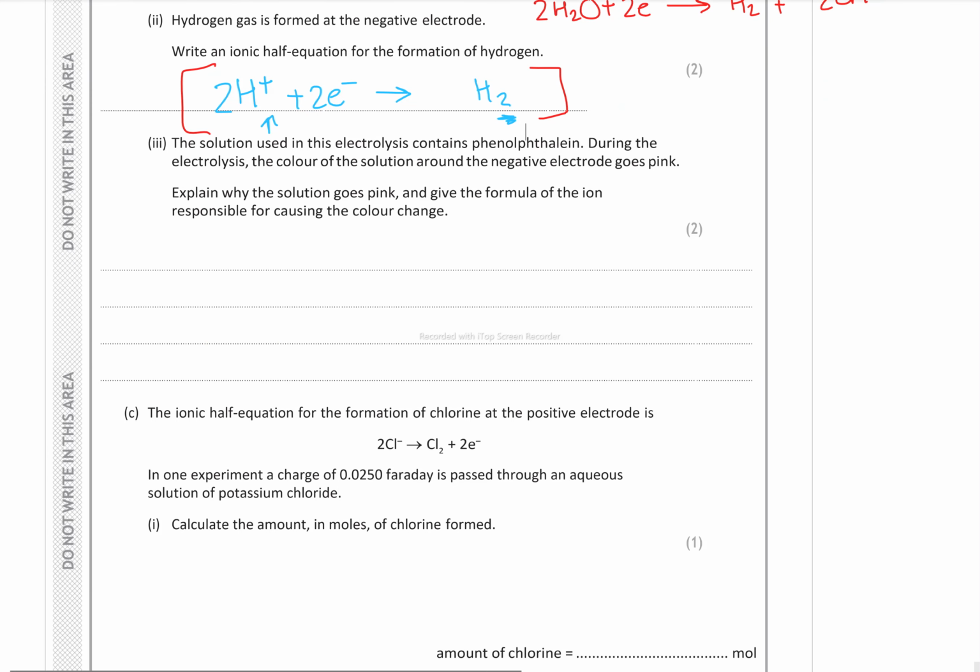Right. The solution used contains phenolphthalein. Right, this is for the higher paper. Phenolphthalein.